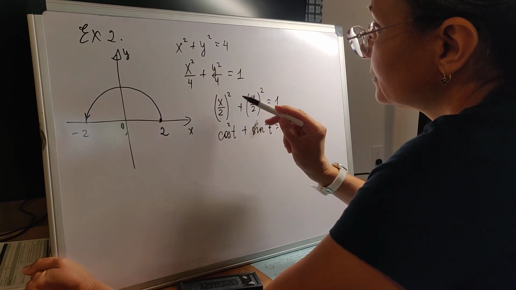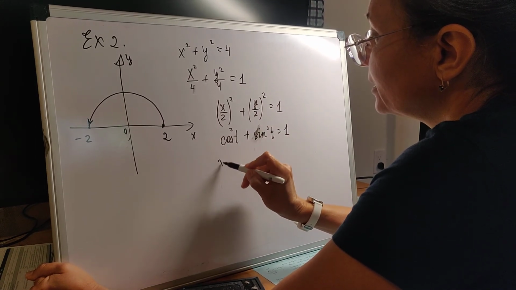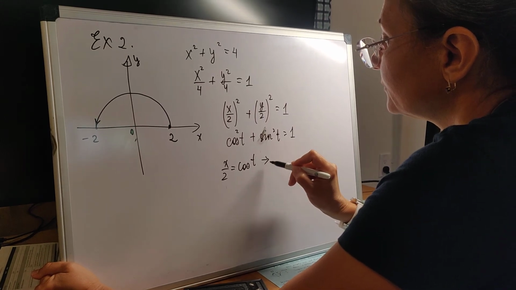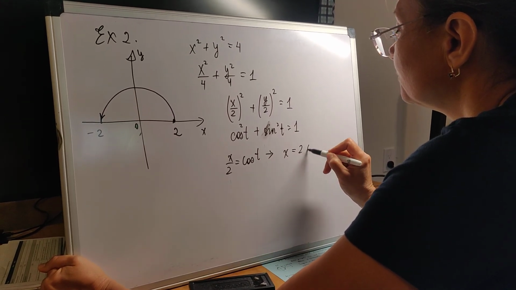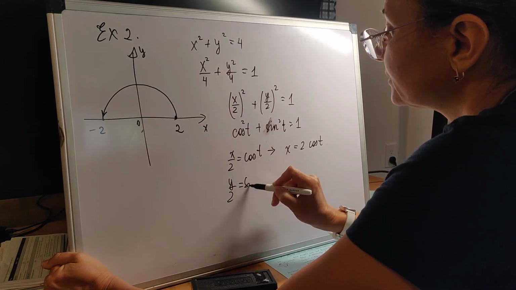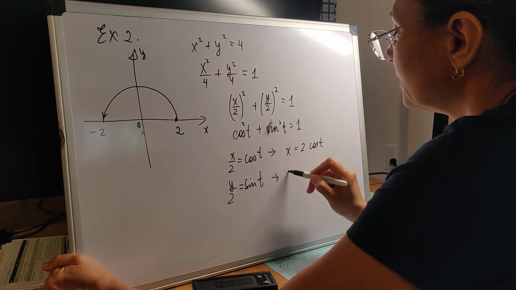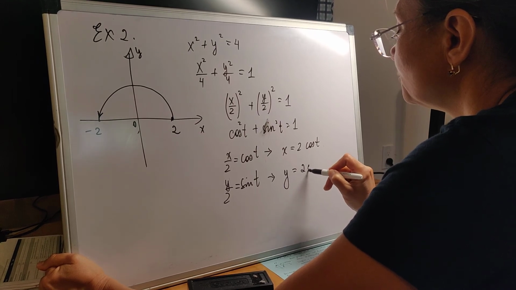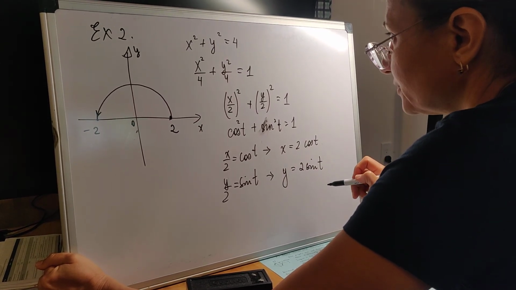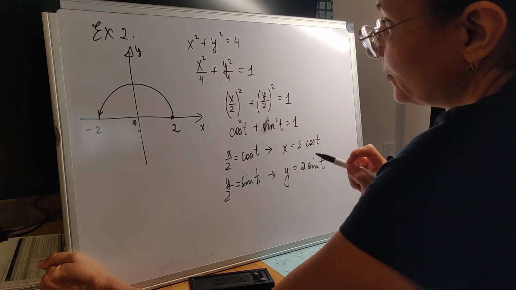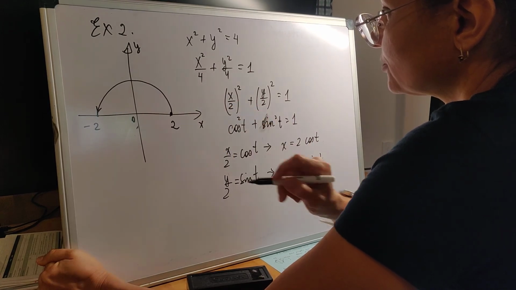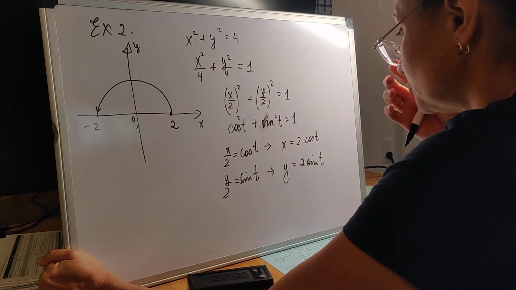You see that if we set up x over 2 equals cosine of t, then we are going to have x equals 2 cosine of t, and y over 2 equals sine of t is going to give me y equals 2 sine of t. This is one way to do parametrization of this curve. Now, because I'm not given the whole circle, I'll need to give restrictions on t, right? From which t to which t I'm going to move.